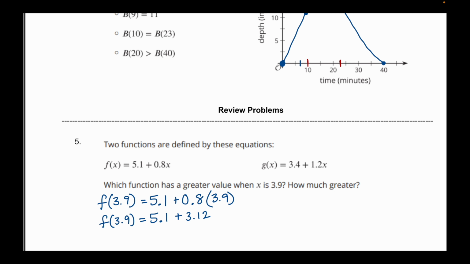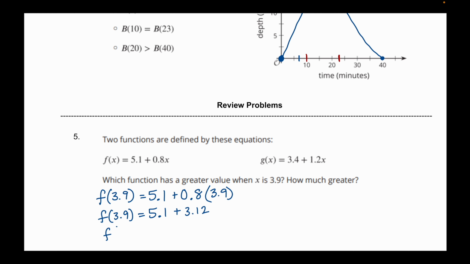Okay, so now we're just going to add these together. F of 3.9 is equal to that 3.12 plus the 5.1. That is going to give us 8.22.